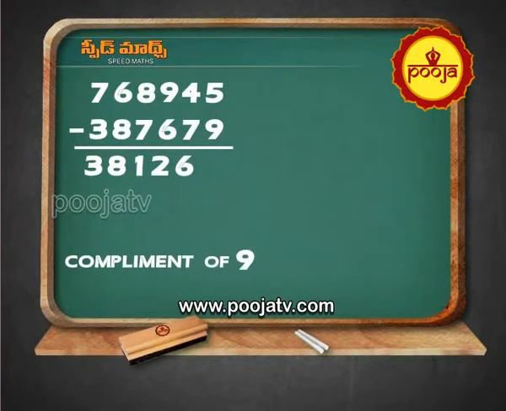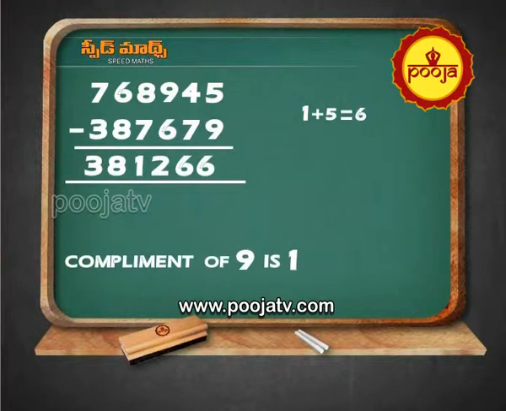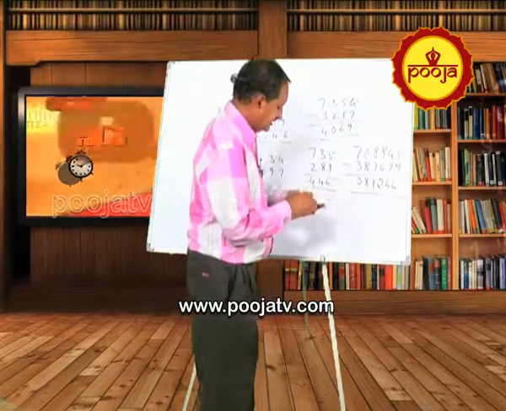Here 9 minus 6 is 3, but right side it is a mismatch, so this 3 will become 2. And again complement of 7, 3, 3 plus 4, 7, again it is a mismatch, so 6. And here complement of 9 is 1, 1 plus 5, 6. I think match and mismatch, all these things come here.